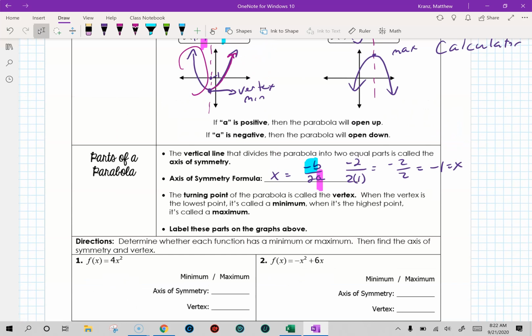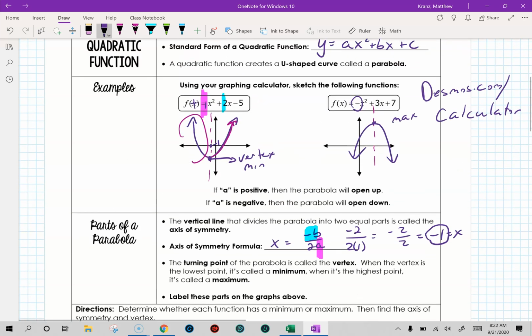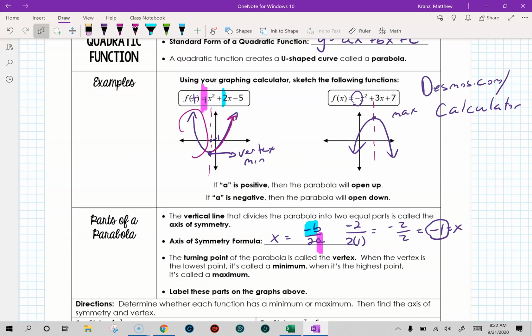To find the vertex, when we've solved for -1, we just plug it into our formula. For this one, this would be -1 squared plus 2 times -1 minus 5. So this is 1 minus 2 minus 5. 1 minus 2 is -1, and -1 minus 5 is -6. That is the y. So our vertex, if you remember, was -1, -6, which is what was in that graph.